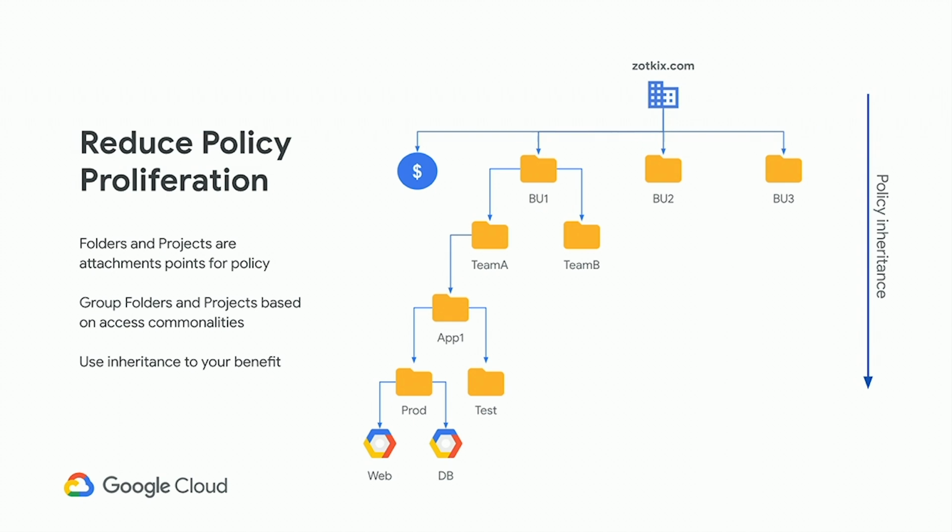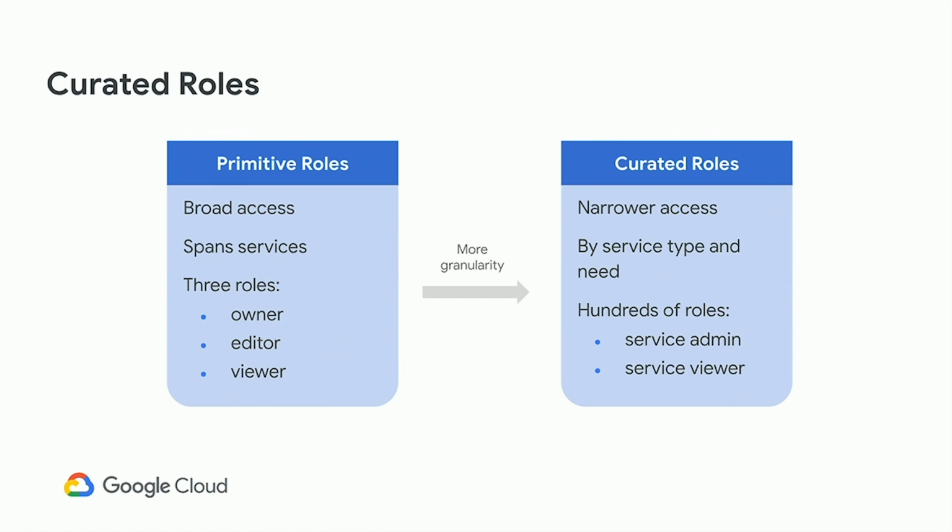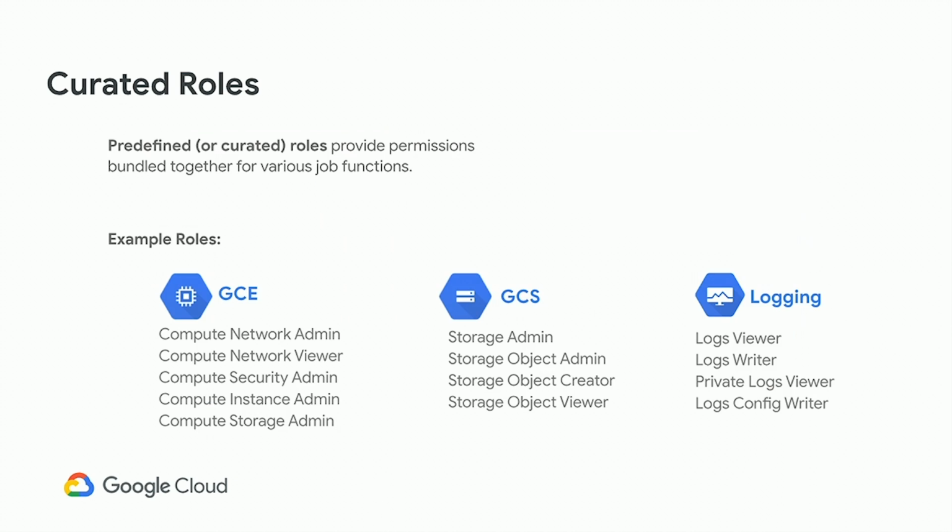Now, moving on to achieving least privilege, Zotkix has a few options available to them. While they started out using the primitive roles that we offer in GCP, owner, editor, and viewer, they quickly found these to be far too permissive when it actually comes to achieving that principle of least privilege. And as a result, they started using curated roles for their access grants. These have narrower access, they're generally focused by service, and even further by persona or job role. So there are several hundred of these roles in GCP that Google creates and curates, and you can see some examples of those here.